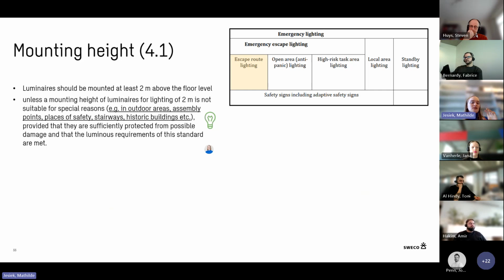Okay, and then a small, this is interesting because we know in some projects sometimes we had difficulties. For example, when you're in a historic building or outside of the building, it's not always easy to place your emergency light at 2 meter height. This was required in the old norm. Now, 2 meter height is still the base for mounting height of emergency lighting fixtures, but now in difficult places, they make an exception for this. So if you're outside or in historic buildings and you can prove that you're compliant with the rules, you can have your fixtures mounted lower than 2 meter height.